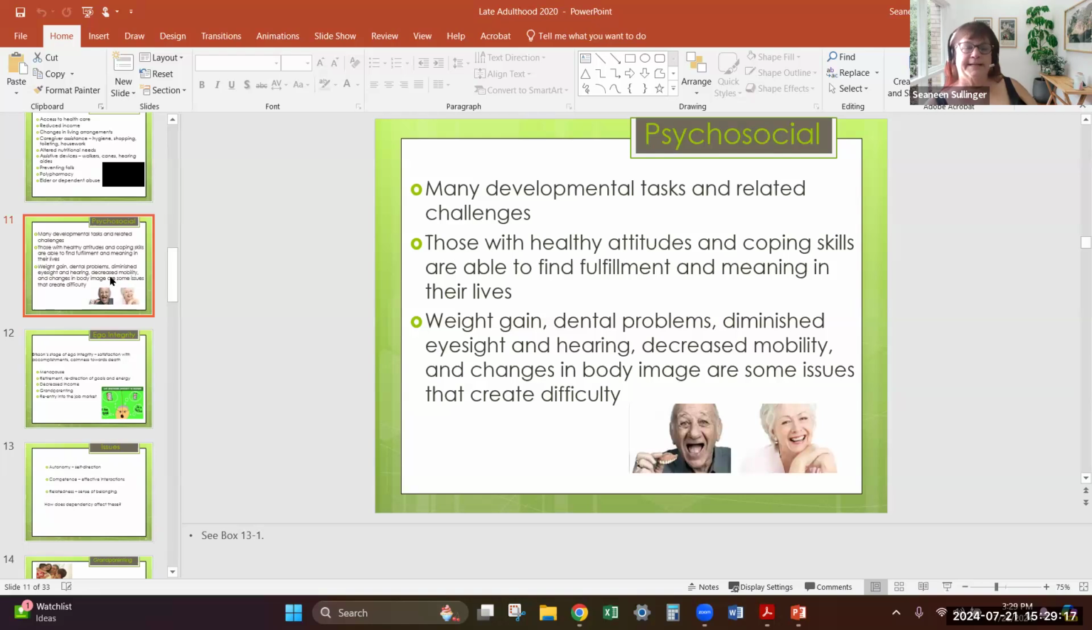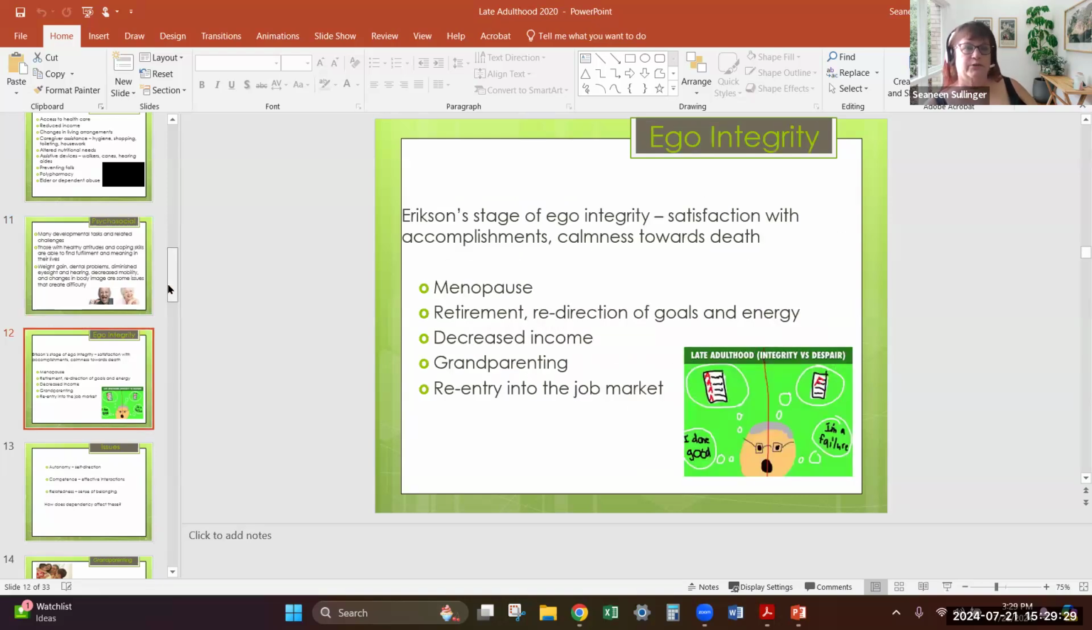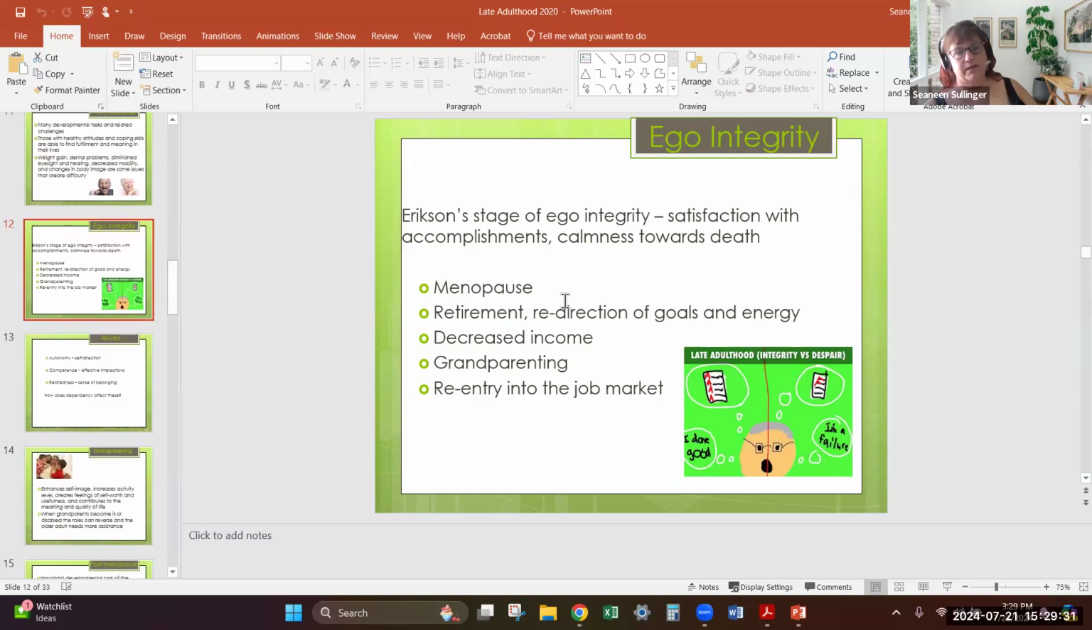Psychosocial, so hopefully you're able to, like I said, there's all these physical problems, psychosocial not problems, but changes, and being able to adapt to those. There's your ego integrity. We talked about menopause and middle adulthood. Maybe there's that decreased income, grandparenting, although that I think may or may not come earlier, depending. And again, some do re-enter the job market. Like your Walmart greeters. I see elderly people there.